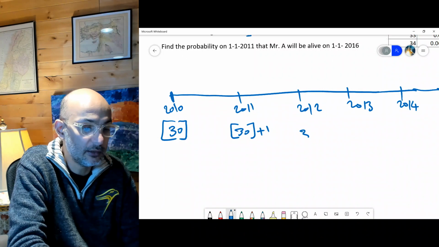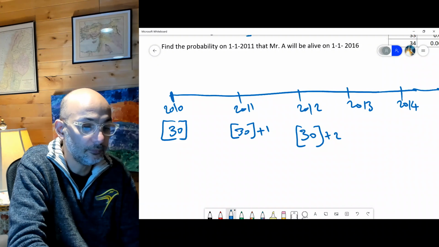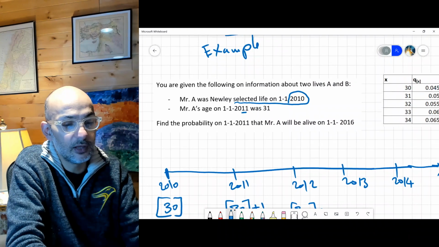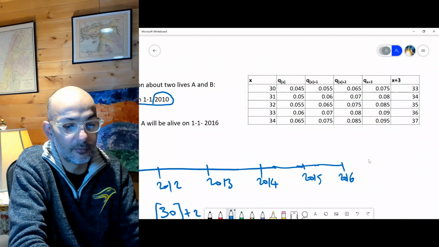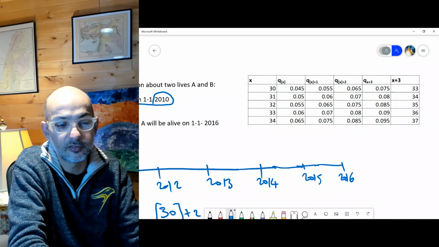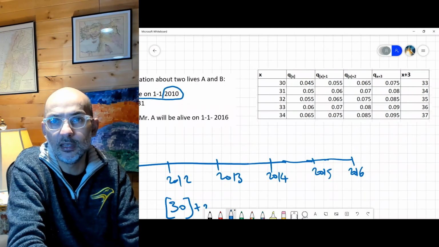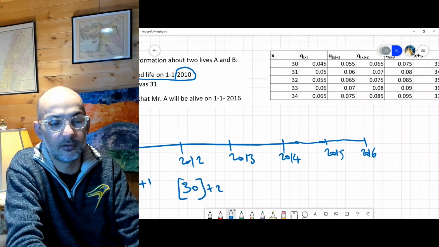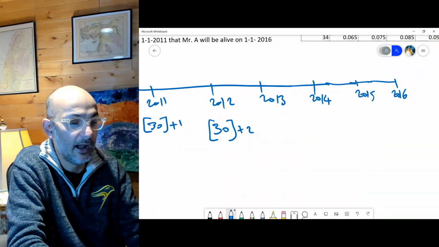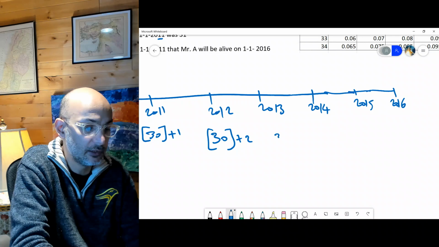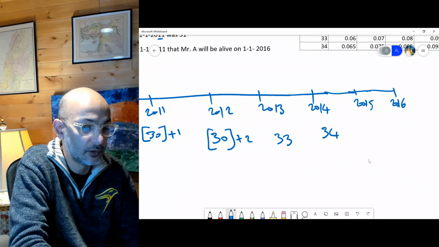So now 30 plus 2, because we're using the same table here, we know that it's a plus 2. Sometimes it can be more than this. So it depends on the table. The table can be different, but for this example, 2 years. And after that, it becomes 33, 34, 35, 36.